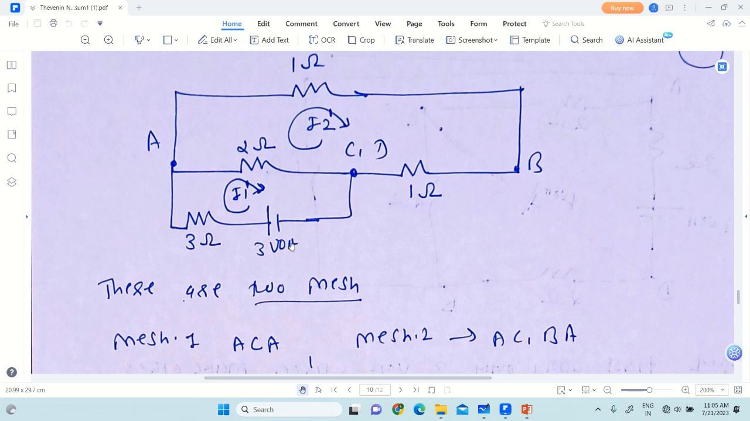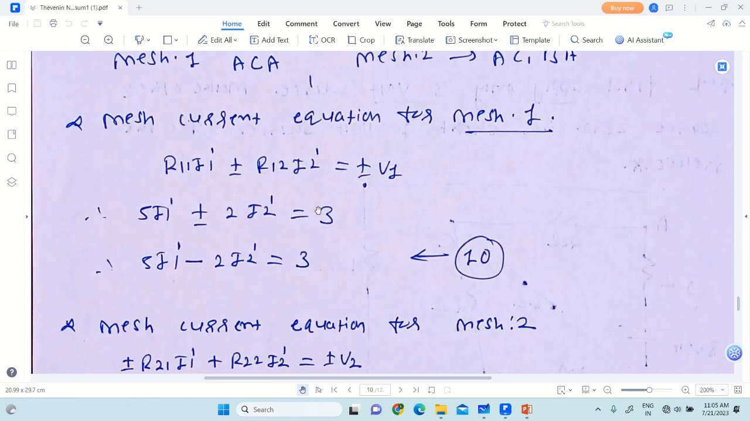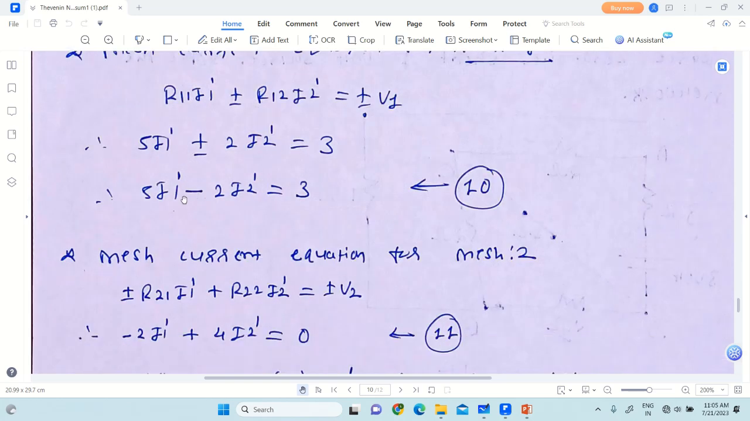There is only one energy source, 3 volt. It will supply the current from positive to 3 ohm to A to 2 ohm to C to negative and then to positive. So it supplies the current in the clockwise direction, and the assumed direction of I1 dash is also clockwise. So both the directions are the same, so we put positive voltage. So we consider positive 3 volt, right? So equation number 10 is 5 I1 dash minus 2 I2 dash is equal to 3.